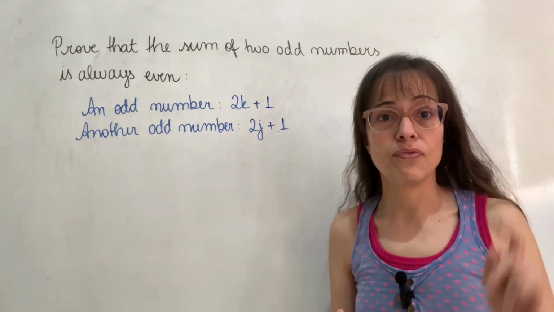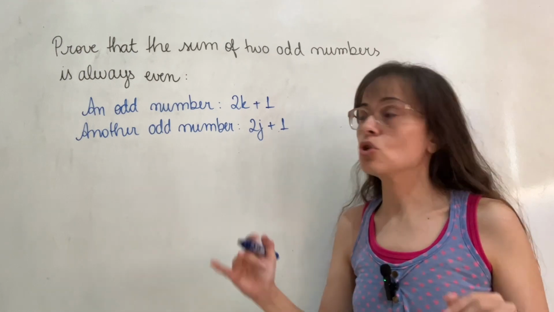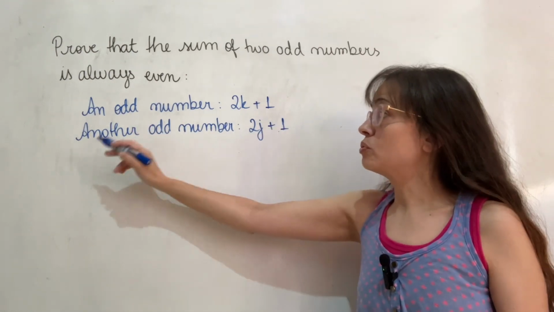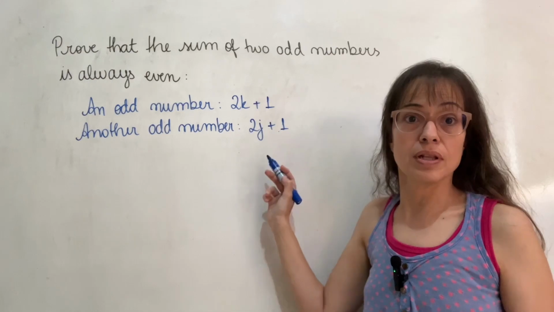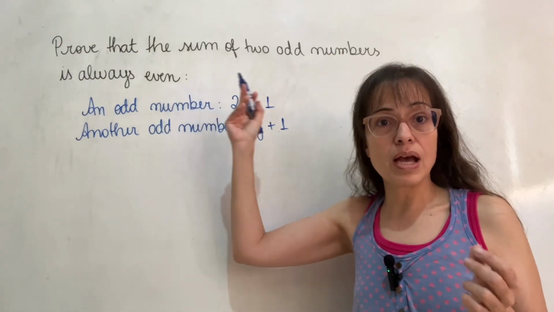You write things down very slowly. You show the examiner that you know about these things. So I know what an odd number is. I know that I have to pick another one with a different letter. I understand that you want me to add them.